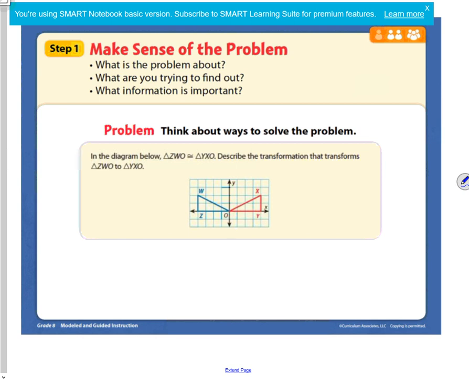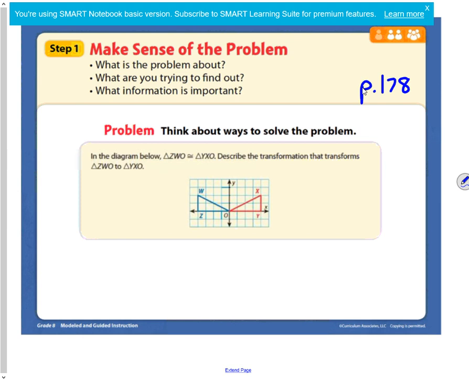So let's look at the problem to start off, and this is in your notes on page 178. So make sure you're open to page 178. The problem says in the diagram below, triangle ZWO is congruent. Remember, that's a congruent symbol to triangle YXO. Describe the transformation that transforms triangle ZWO to triangle YXO.